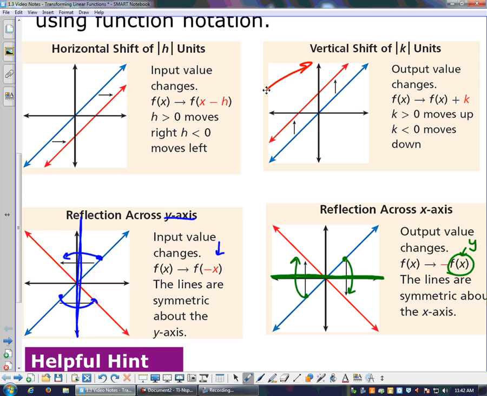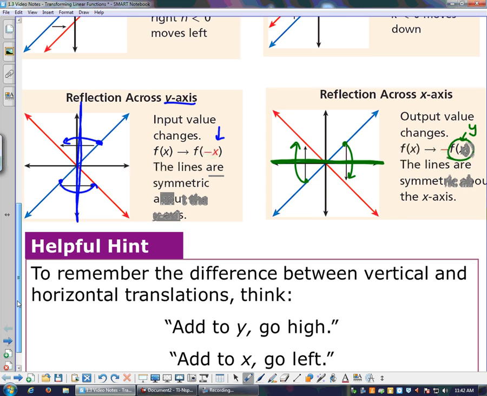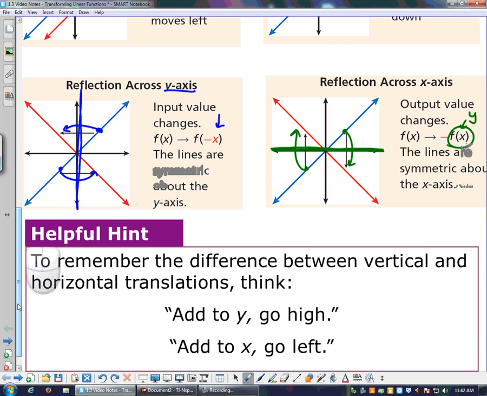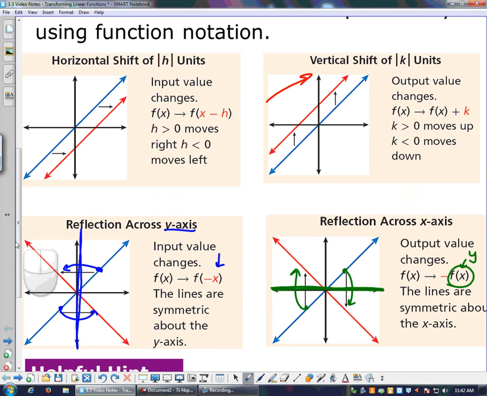Just a little helpful hint on how to remember what these are. The difference between vertical and horizontal translation. So if you're going to add to the y value, so add to y, that goes high. So that will move it up and down. If you add to the x, go left. Again, kind of going back to this part up here. So technically, usually if you see something like x plus 2, that's really going to be x minus negative 2. So that's moving it to the left. So that's why the hint says if you add to x, you're going to go left.